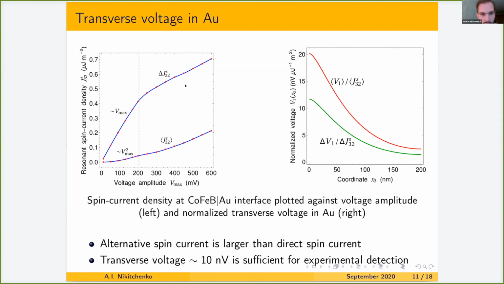Using this data together with the finite element method, we numerically solved Laplace's equation to find the electric potential distribution in the metallic bilayer. And that gives us the dependence of transverse voltage generated at the sample boundaries as a function of distance from the interface. And we find that the normalized voltage for DC spin current is larger than for AC one, because AC spin current suffers from backflow as opposed to the DC current. And the observed transverse voltage is about 10 nanovolts, which is sufficiently high for experimental detection.